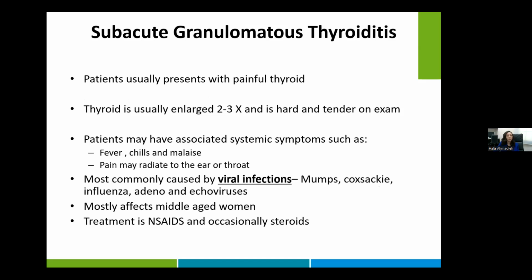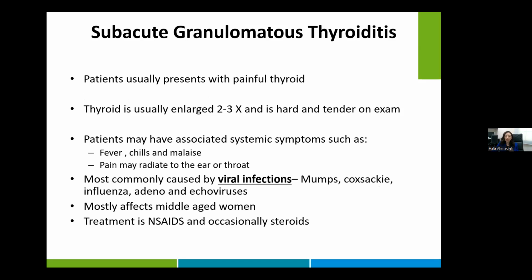There is a hyperthyroidism, not very common, that is due to thyroiditis. And I'll be talking about two entities, the subacute thyroiditis and the painless or silent thyroiditis. The subacute thyroiditis is often called the painful thyroiditis. You will often find these individuals have a history of a viral infection before that. And usually the thyroid gland will be tender to touch. It would be enlarged 2 to 3 times.